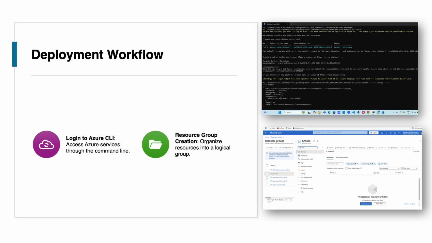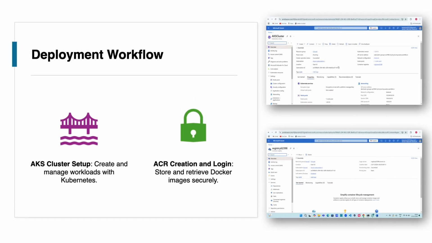Firstly, log into the Azure CLI. This gives us access to the Azure services from the command line. Secondly, resource group creation. We created a resource group to organize all our Azure resources. As you can see in the screenshot, we created a resource group with the group name of E. Now after creating the resource group, we will set up the AKS cluster. By using the Azure CLI, we set up the cluster where our containers would run.